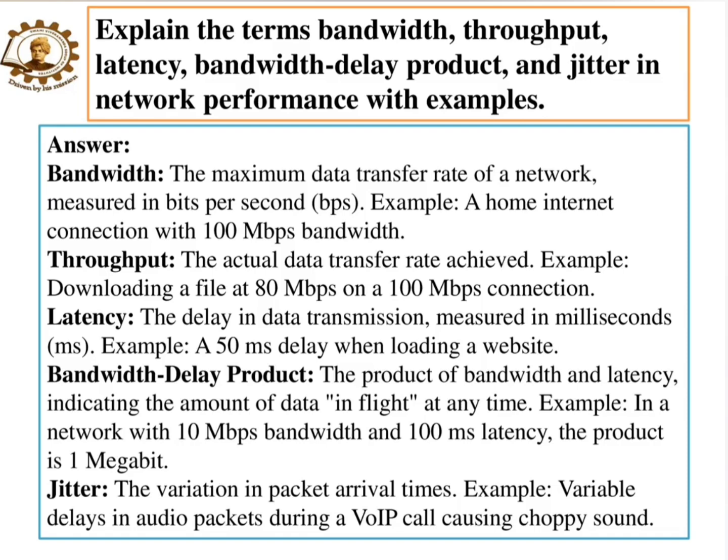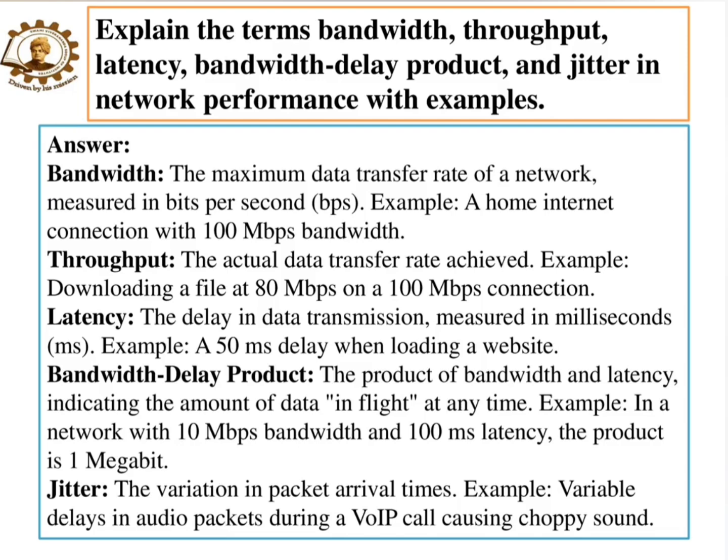The fourth one is bandwidth delay product. This metric combines bandwidth and latency. Just imagine the total amount of data that can be in transit at any given time. A lower bandwidth delay product is generally better for applications that require fast response times.